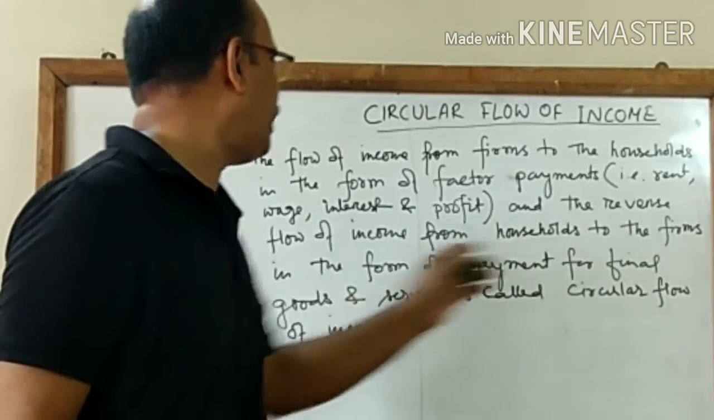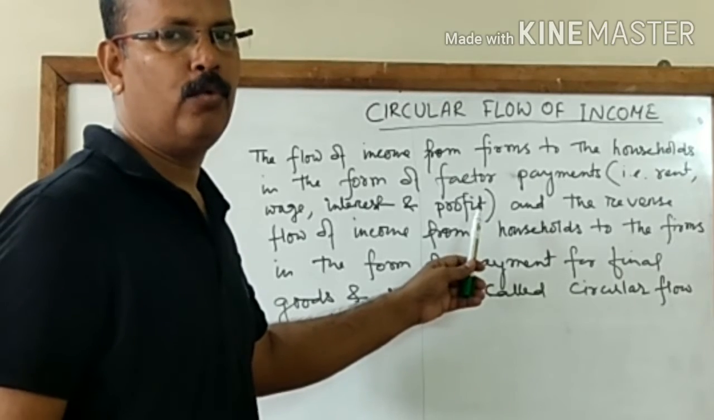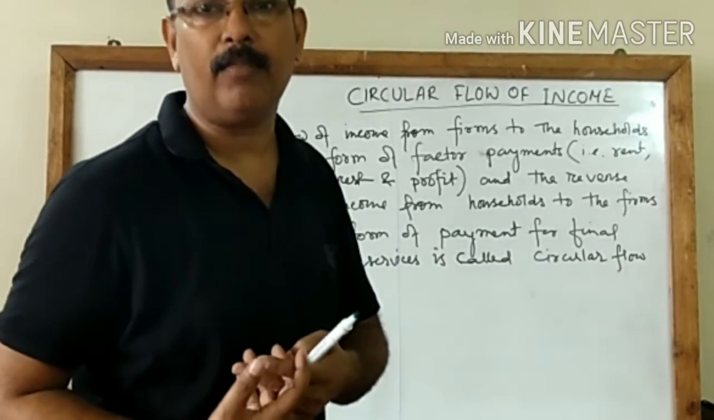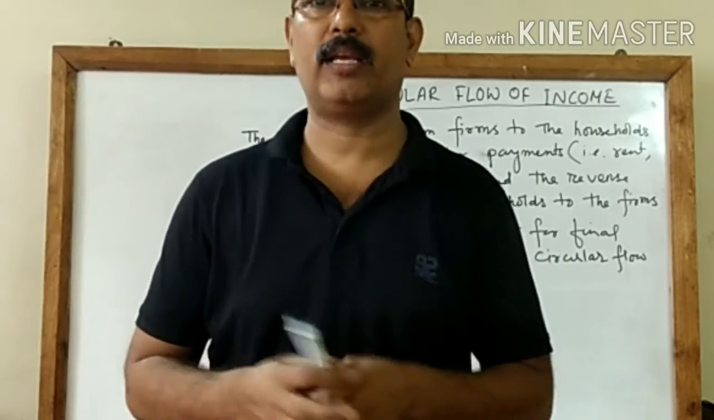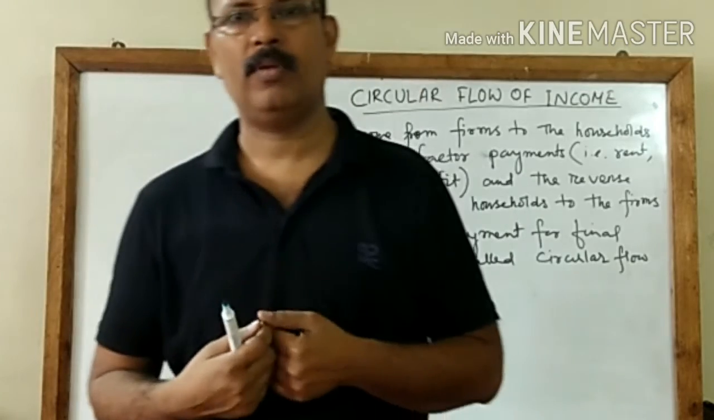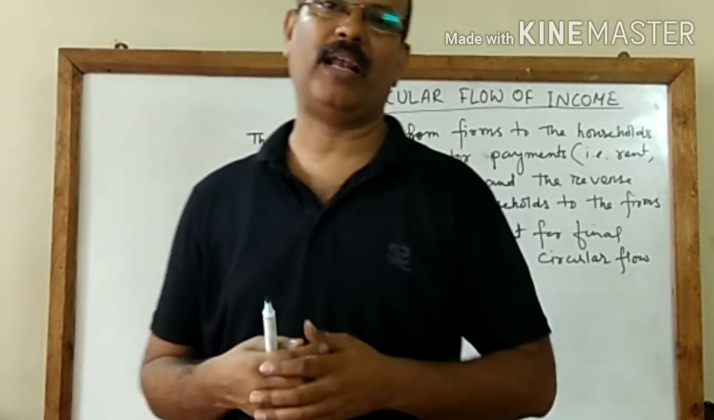So all these, rent, wage, interest and profit, are factor income, which is flowing from farms to the household. So the households will get income. Already the households have got income in the form of rent, interest, wage and profit. Now what will they do with their income? That income they will spend in the market to purchase the final goods and services.